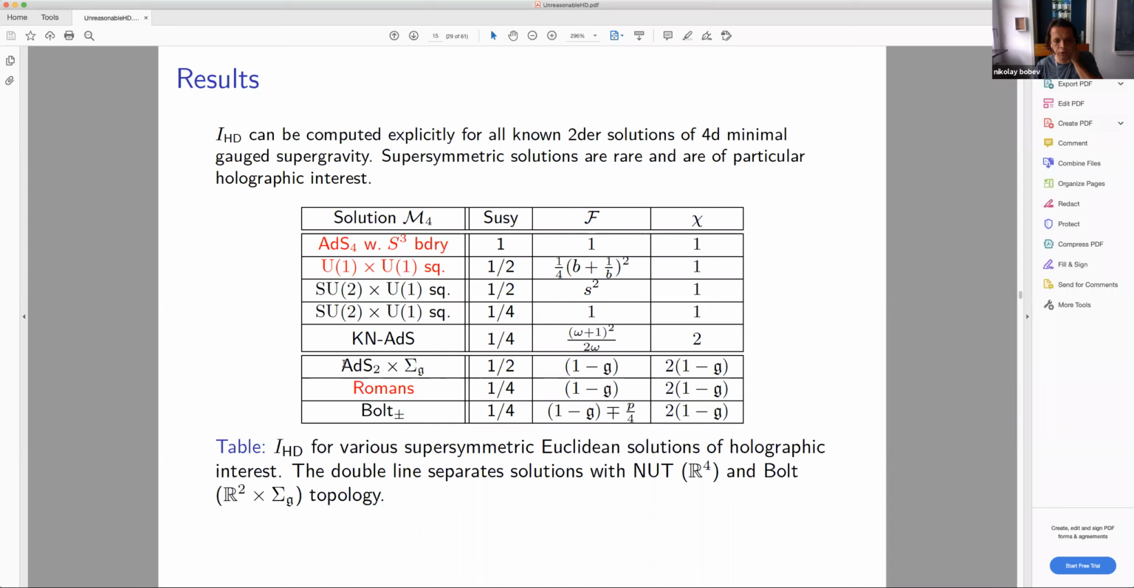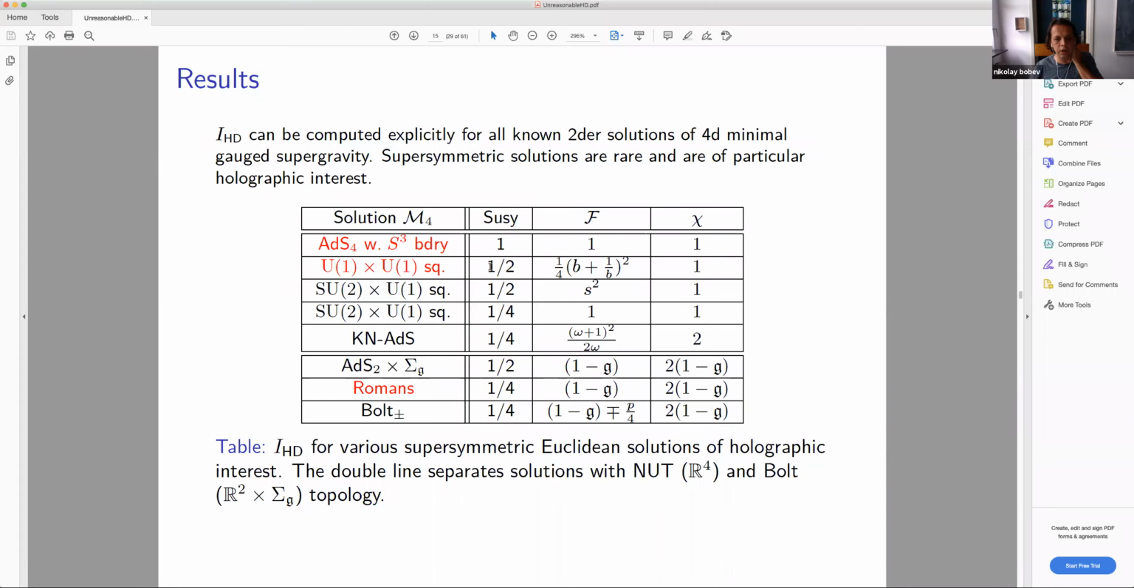These other solutions are, if you wish, AdS2 times the Riemann surface. Well, I call it Romans here. Most people are going to call it AdS4 Reissner-Nordström. This is like the SUSY limit of that black hole. And there are also some specifically Euclidean solutions that we also study.